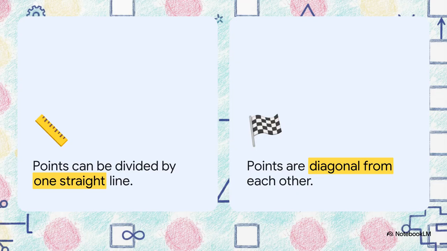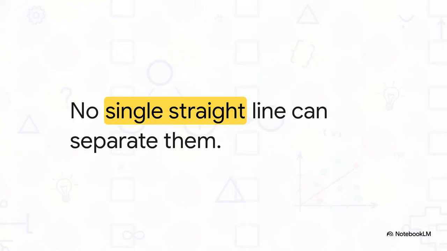To understand why it's panicking like this, let's compare the geometry. For our easy wins AND and OR, the data points sit in neat, linearly separable clusters. You can easily draw a single, straight ruler line between the ones and the zeros. But think about XOR for a second. The ones and zeros are arranged diagonally from each other. It creates this impossible checkerboard-like geometry. And this brings us to a really harsh mathematical reality. No single straight line can separate them.